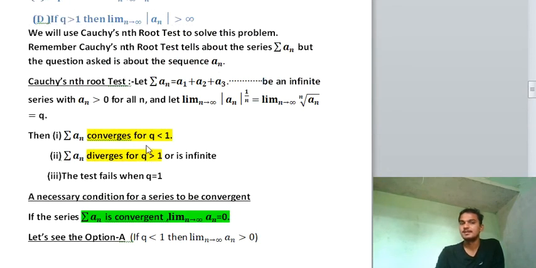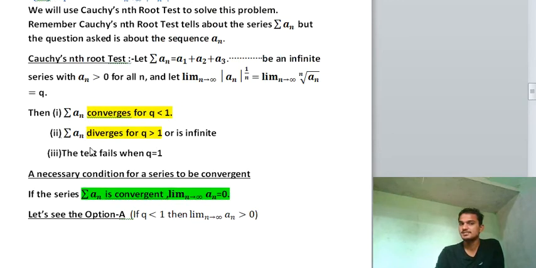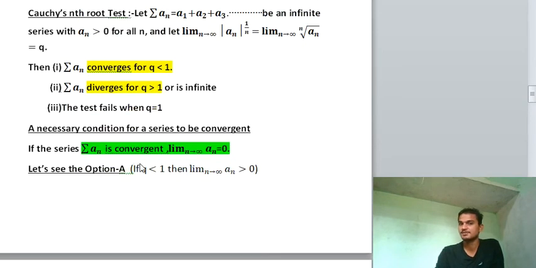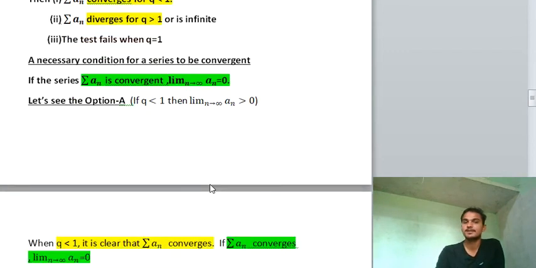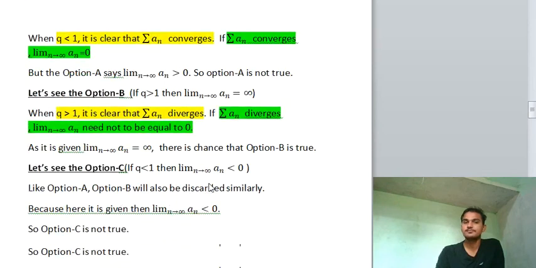You can see if the limit of a_n to the power 1 by n is lesser than 1, the series is convergent. If the series is convergent, then the limit of a_n is equal to 0. But here it is given that the limit of a_n is greater than 0. So you can say this option is not true. Then we will go to option B.